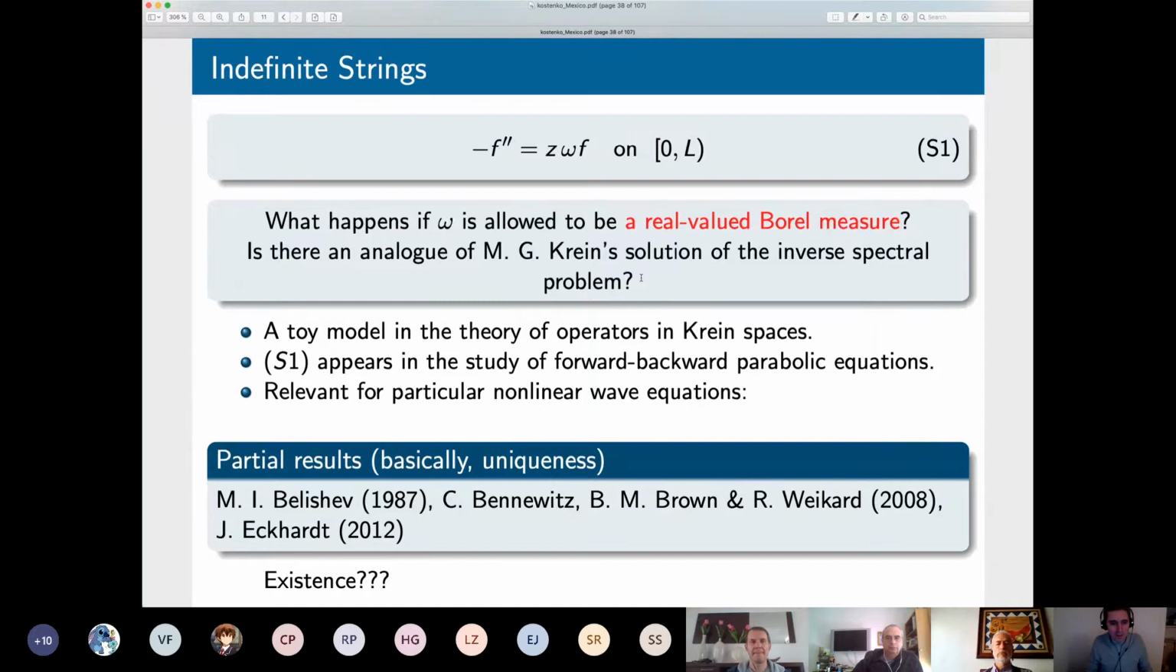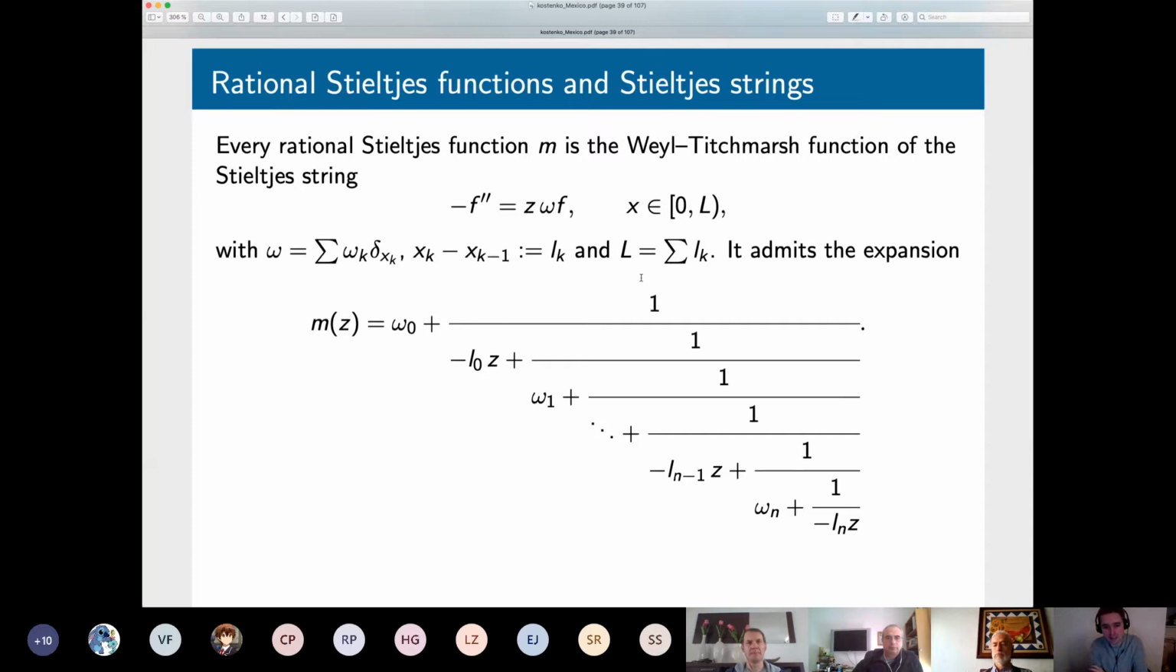We need to go back to Stieltjes. As I said, every rational Stieltjes function is the Weyl-Titchmarsh function of a Stieltjes string. Stieltjes string means that our measure, omega here, is just finitely many delta functions. So the support of omega is just a finite number of points. Each omega k is positive.